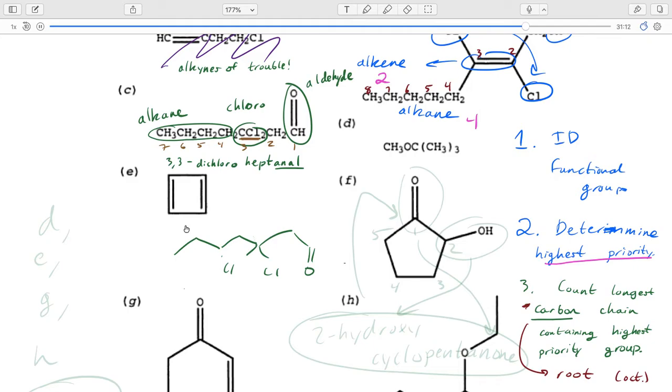Okay. Why are the 3s there twice? We have to indicate where the 2 chloros are. So it has to be 3. If it were 1, 4, we'd write 1, 4. We always have to put the number as many times as we need to. So if we had an extra chlorine on there, it would be 3,3,3-trichloro. If we had 4 chlorines, it'd be 3,3,3,3-tetrachloro, whatever 4 is.